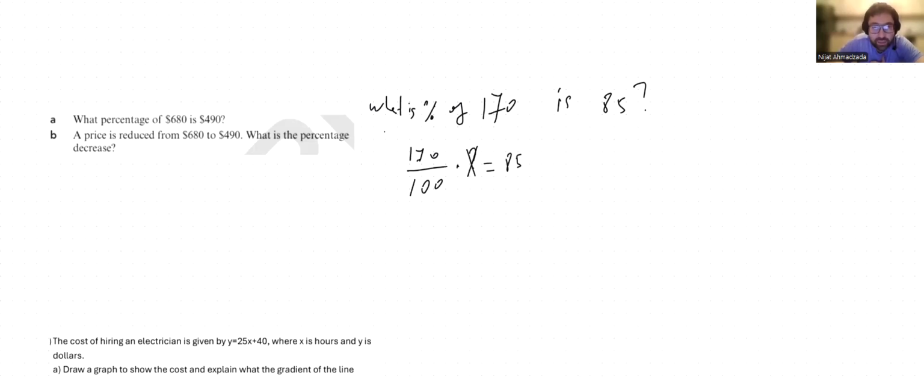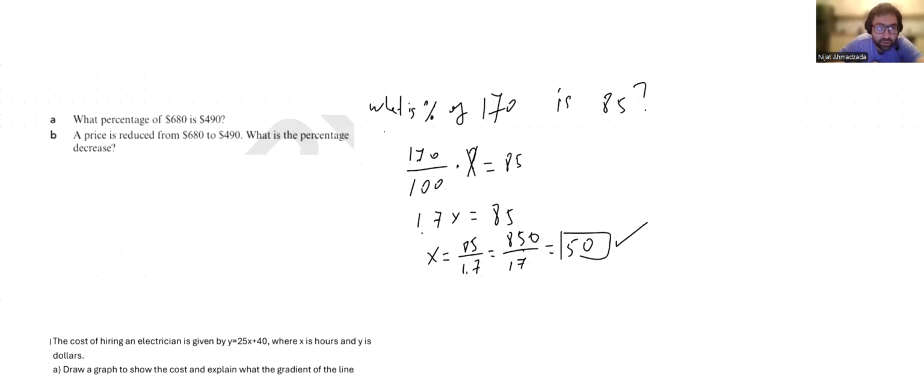Then 170 divided by 100 is 1.7, times x is equal to 85. Then x is equal to 85 over 1.7, or 850 over 17. So 85 over 17 is 50. The answer will be 50%.